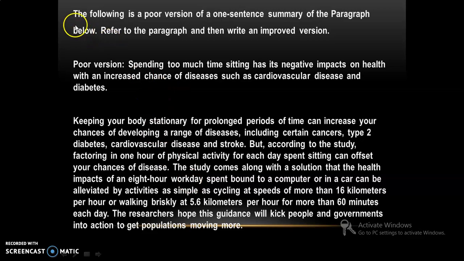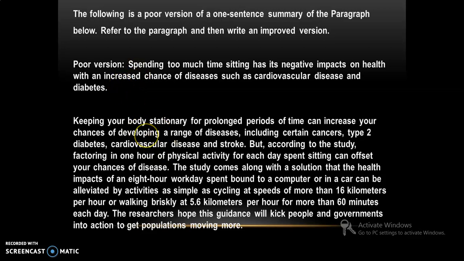This is another sample of a question. The following is a poor version of a one-sentence summary of the paragraph below. So this is the paragraph you're supposed to summarize, and this is the poor version. Usually when they tell us that it's a poor version, there's a problem with it, but it doesn't mean that it's all wrong. It's either missing something or they added something which is not important, and that's it. My advice: write the source. Whether it is required for the official exams or not, write the source to be on the safe side.